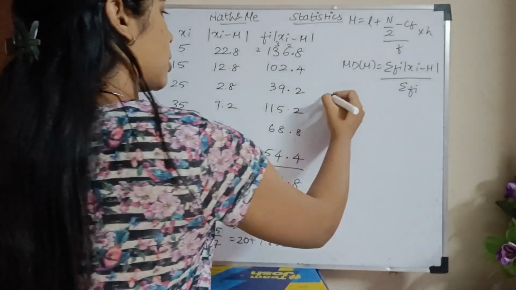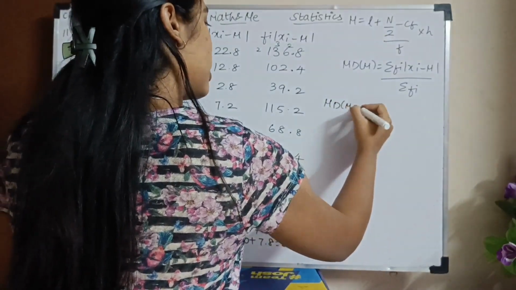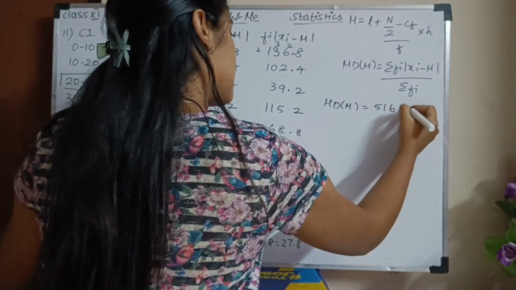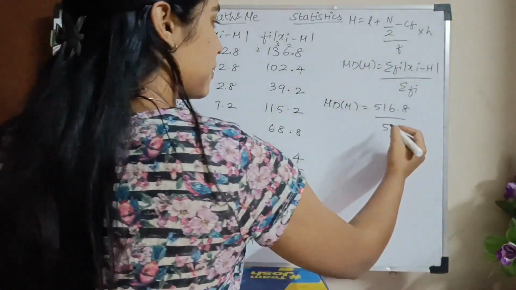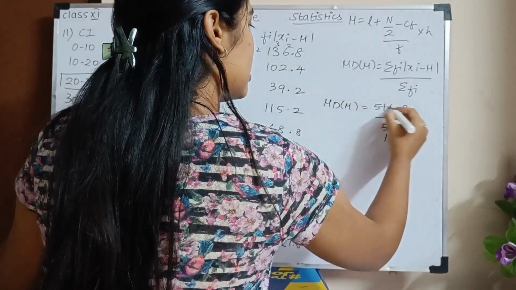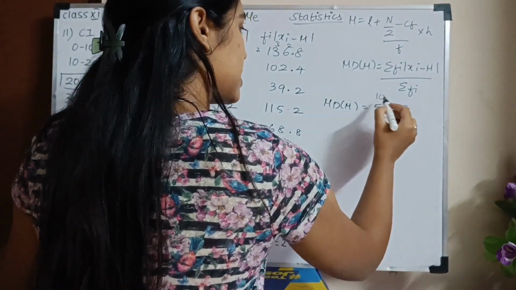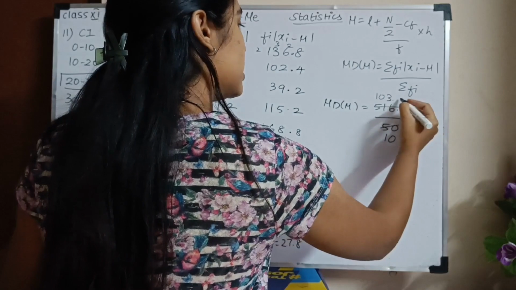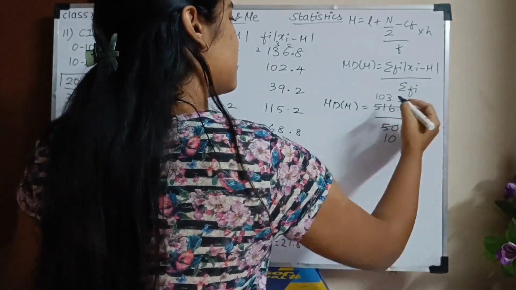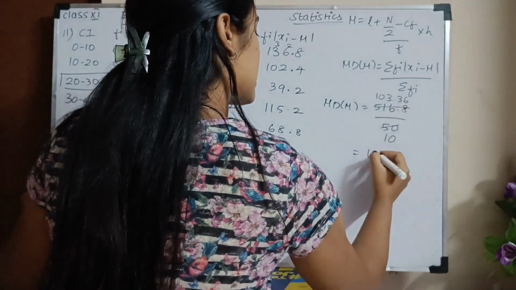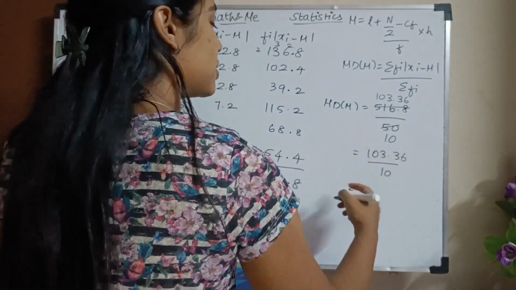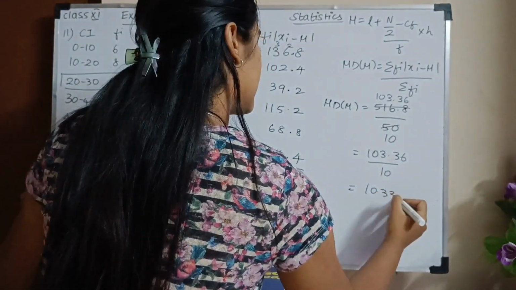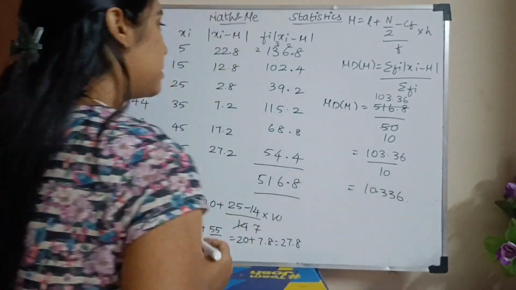Now substituting in the formula, mean deviation about median is 516.8 divided by 50. So that is my sigma Fi. Now in the 5 table, I have 10, 5 1s are 5, 5 zeros are, 5 3s are 15, 1, again 5 3s are 15, 3, 5 6s are 30. Now 103.36 divided by 10. Divided by 10, the decimal place gets shifted to the left. So I have 10.336. This is my mean deviation.